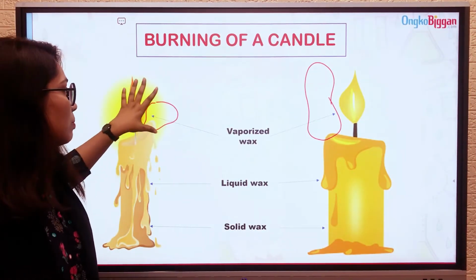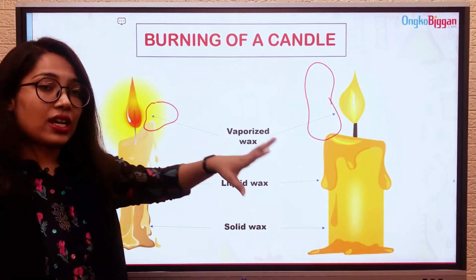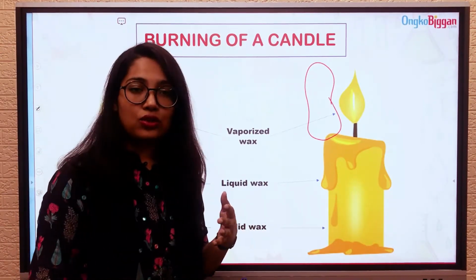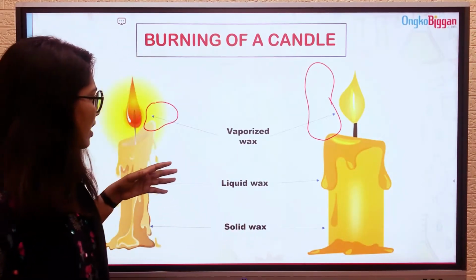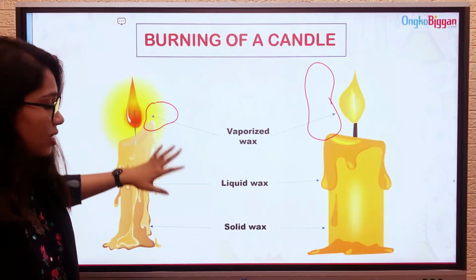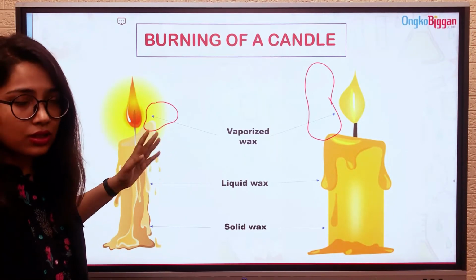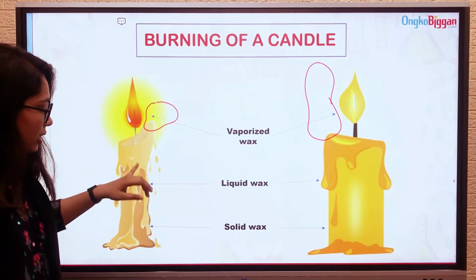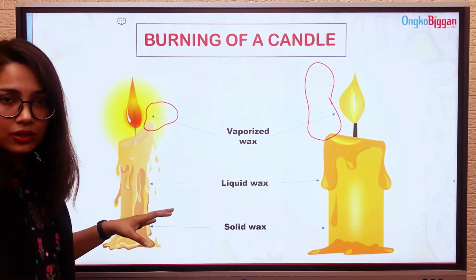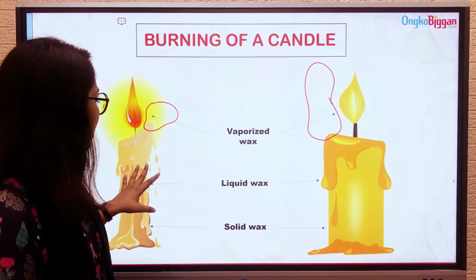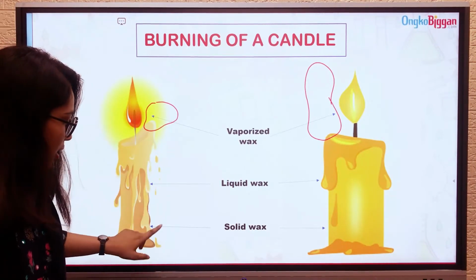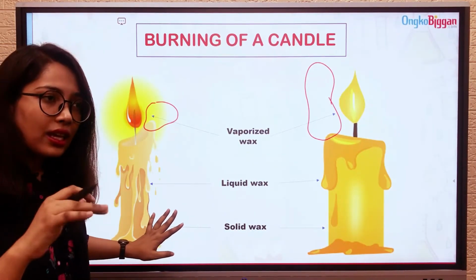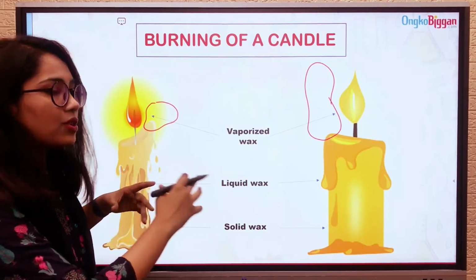But the vaporized wax reacts with the oxygen of the air and then converts again into solid state, and this process is reversible. These melted waxes at a point solidify. They become solid when they come down and cool down and become solid again. So this is a reversible process.